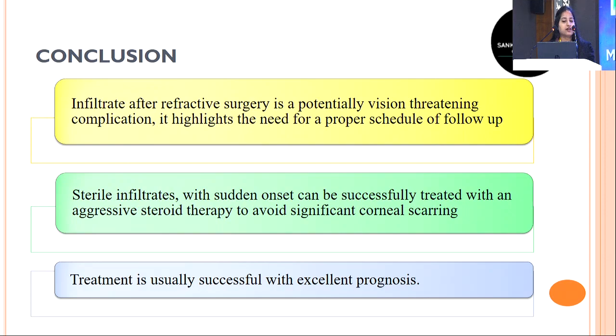To conclude, infiltrate after refractive surgery is a potentially vision threatening complication. It highlights the need for a proper schedule of follow-up. Sterile infiltrates with sudden onset can be successfully treated with aggressive steroid therapy to avoid significant corneal scarring. Treatment is usually successful with excellent prognosis.